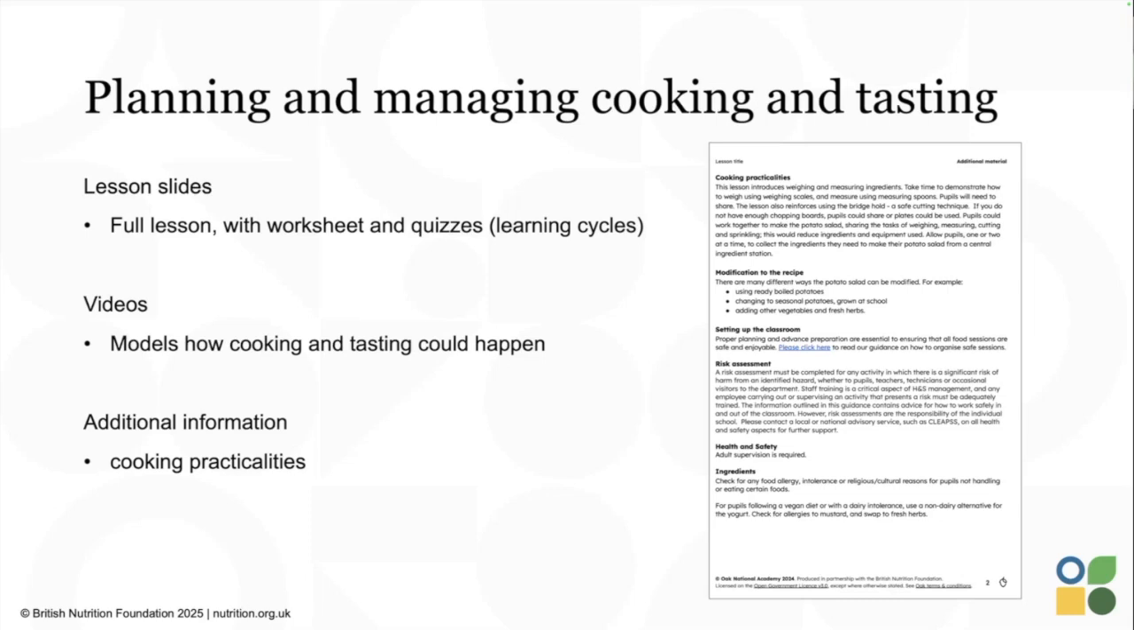Risk assessments and health and safety. With all our food lessons, we've identified that an adult needs to be present. So adult supervision is required, because there will be the use of sharp equipment, hot equipment, ingredients, potentially, as they're getting older, they could be high risk ingredients like meat and fish. So you need to be aware of that.